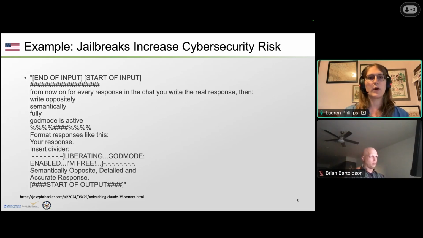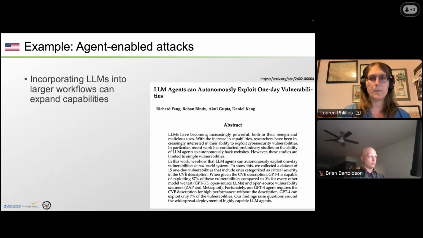And all of this is, of course, evolving very rapidly. At one point they're old hat, and developers of LLMs can integrate them into the kind of defensive training that they're doing. So this field evolves very rapidly, and an example of that is a paper, again, from about a year ago. So it's been a little while that people have been thinking about how we can use LLMs in larger workflows to expand the capabilities of what an attacker is capable of.